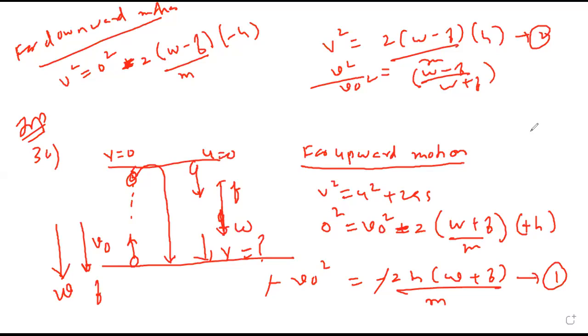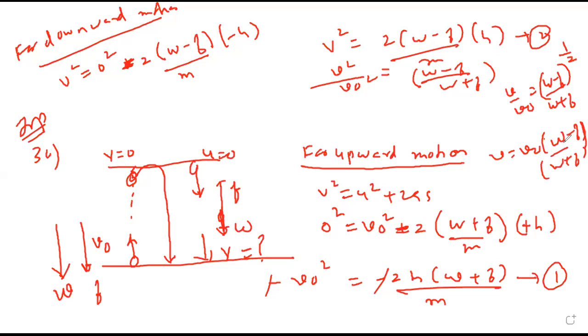Okay? Hello? Yes, sir. So V upon V naught will be W minus F upon W plus F, power half. So V is V naught times W minus F upon W plus F raised to half. This is option B. Also W minus F is option A.